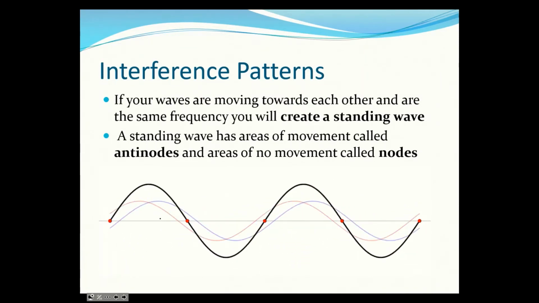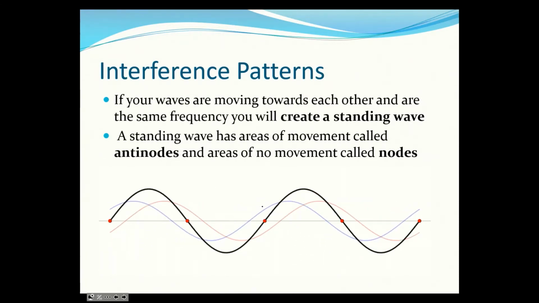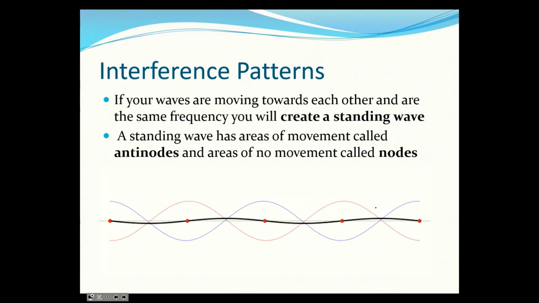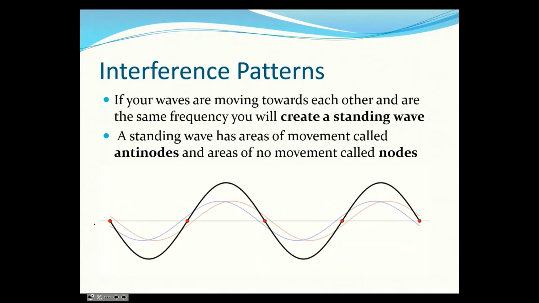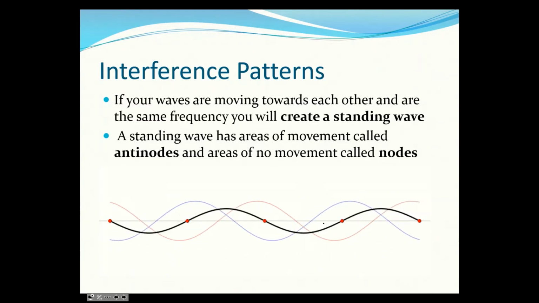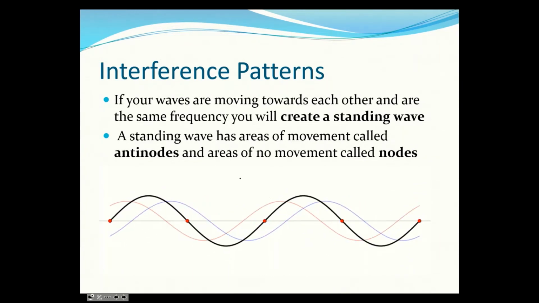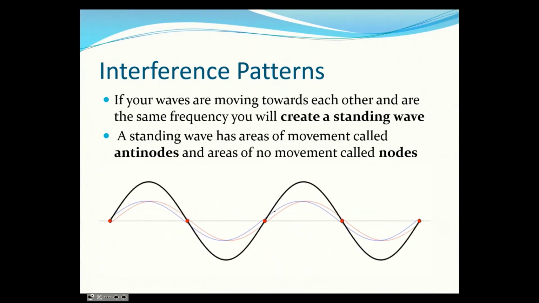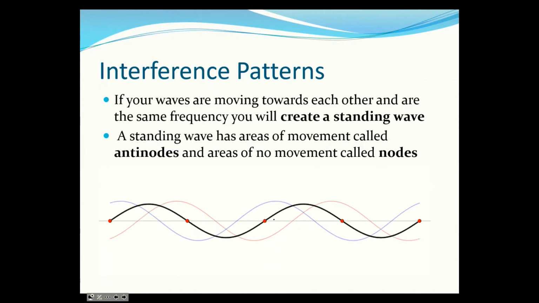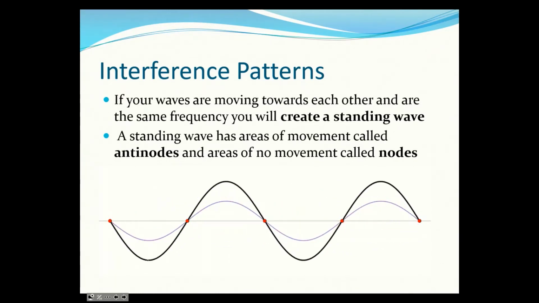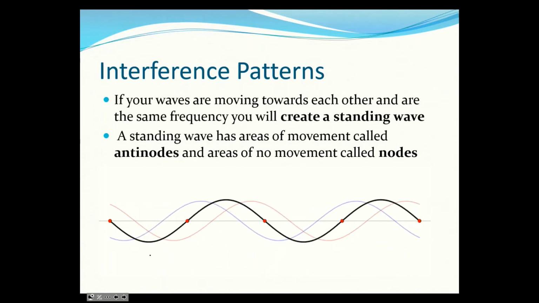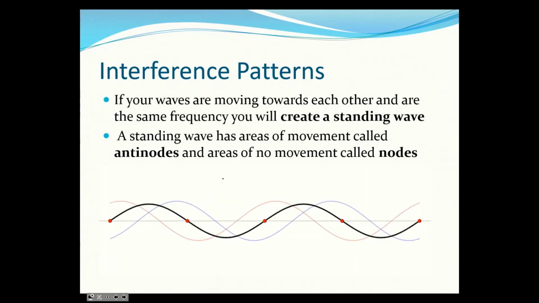So you can see that we have two waves here. We have a blue wave that's traveling this way, and we have a red wave that's traveling this way. So these waves are traveling towards each other, and this black line shows what the interference pattern is from the wave. And because they're always changing, this interference pattern also changes.